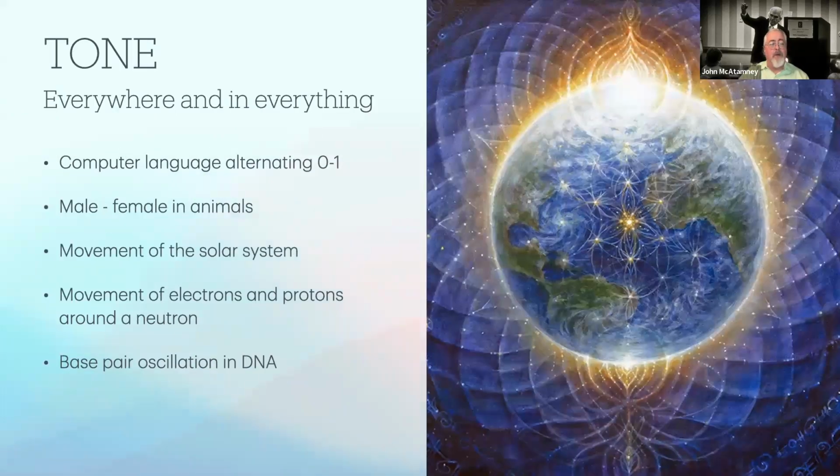Well, let's talk about it a little bit more. Tone is everywhere in everything. We see it in computer language, alternating 0 and 1. Male and females in animals. The movement of the solar system. Order, tone, balanced, form. Movement of electrons and protons around a neutron, same as in the solar system. As big, so small. Order, balance, tone. Everything is integrated. Base pair oscillations in DNA. Move the guanine and the adenine, boom, boom, boom, back and forth. You get basically different DNA.